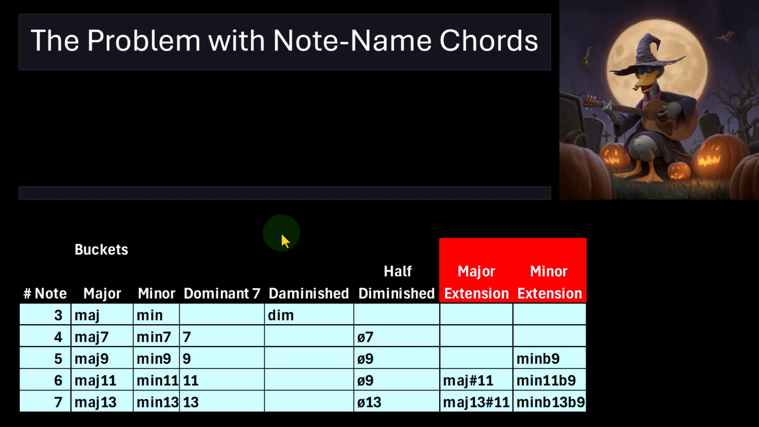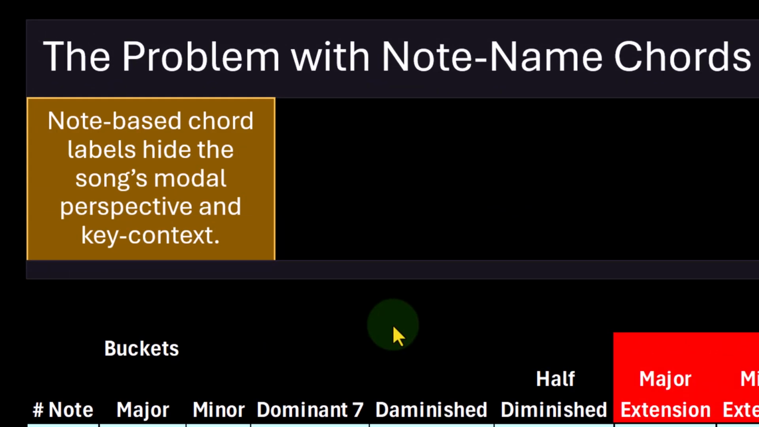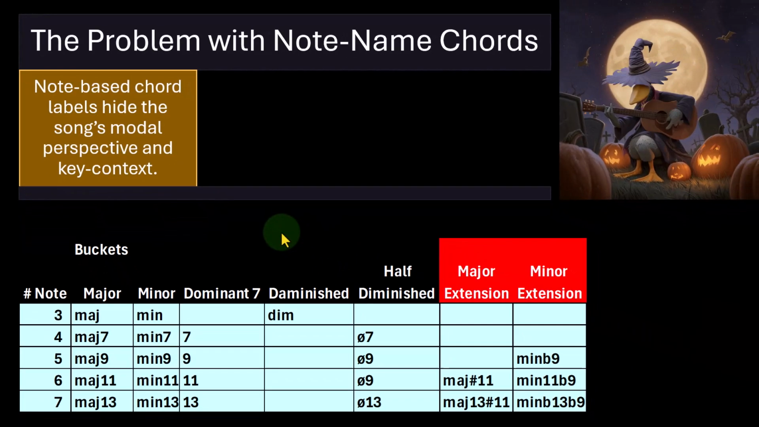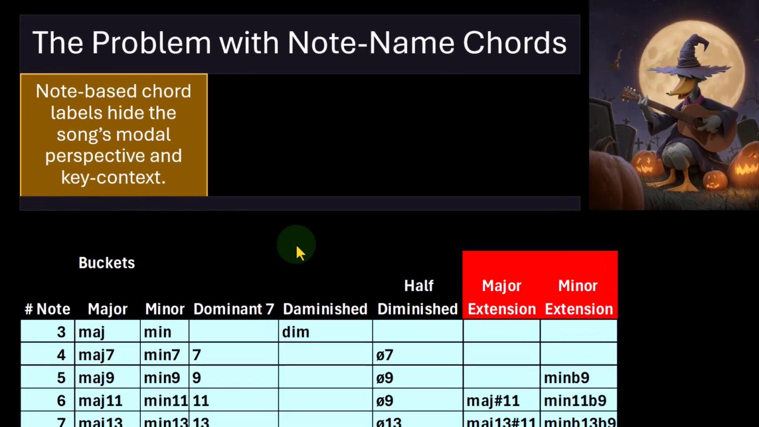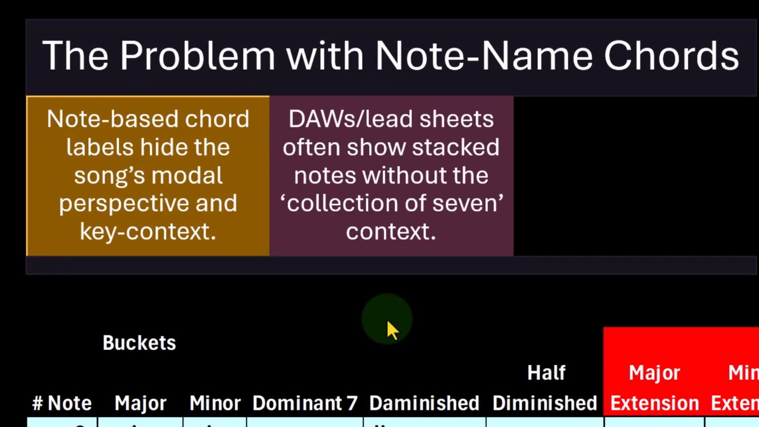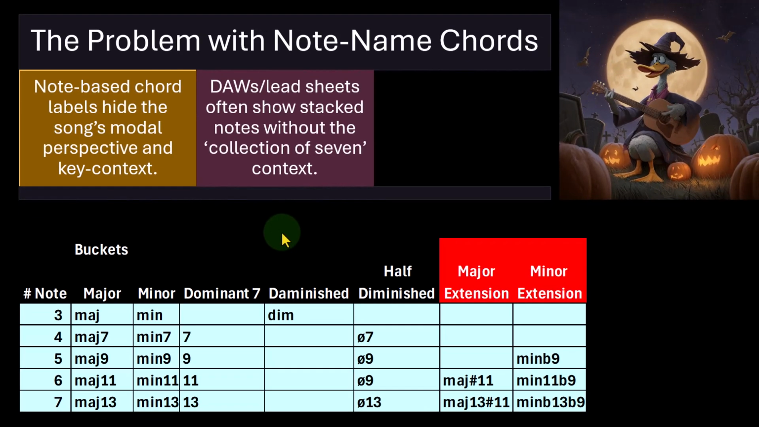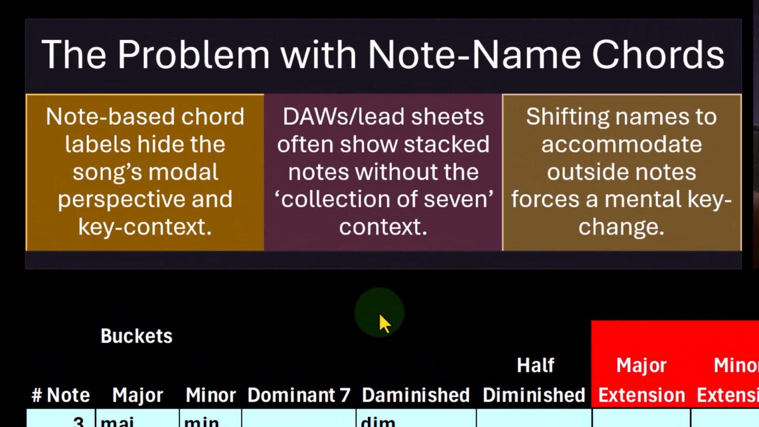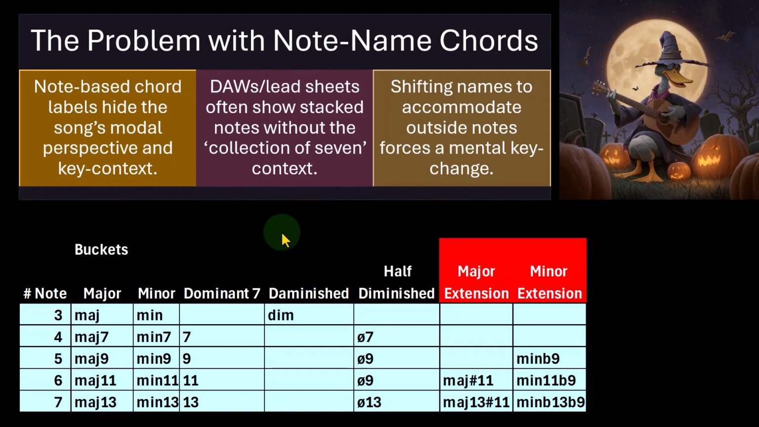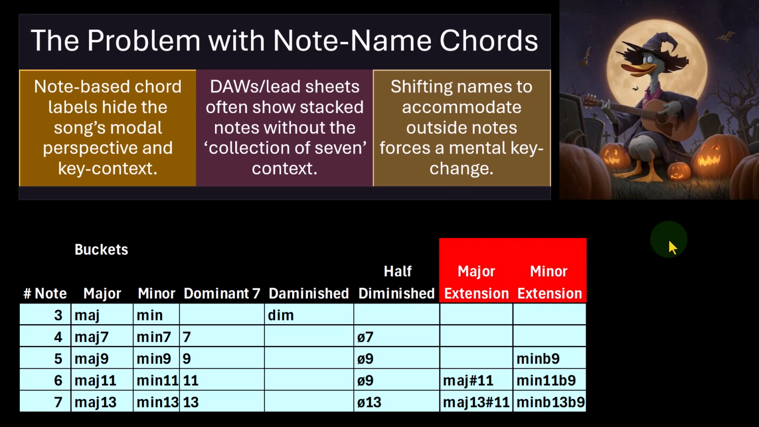There are a few of them which we will list out first and then go into in more detail. The problem with note-named chords includes note-based chord labels hide the song's modal perspective and key context. DAWs and lead sheets often show stacked notes within a collection of 7-note context, and shifting names to accommodate outside notes forces a mental key change. So let's look at those.